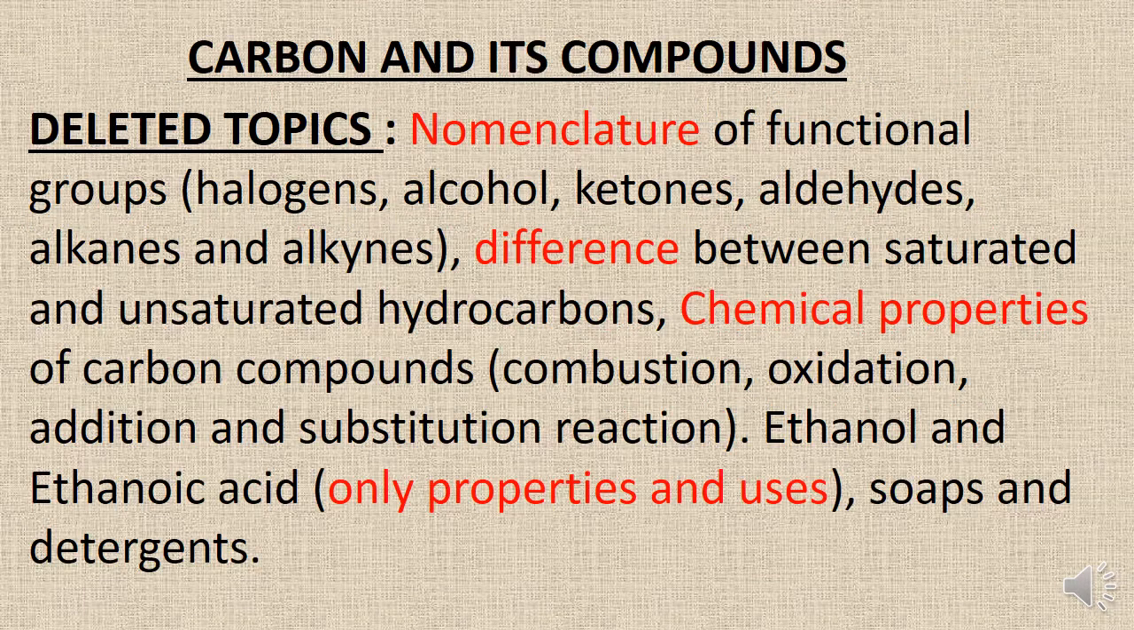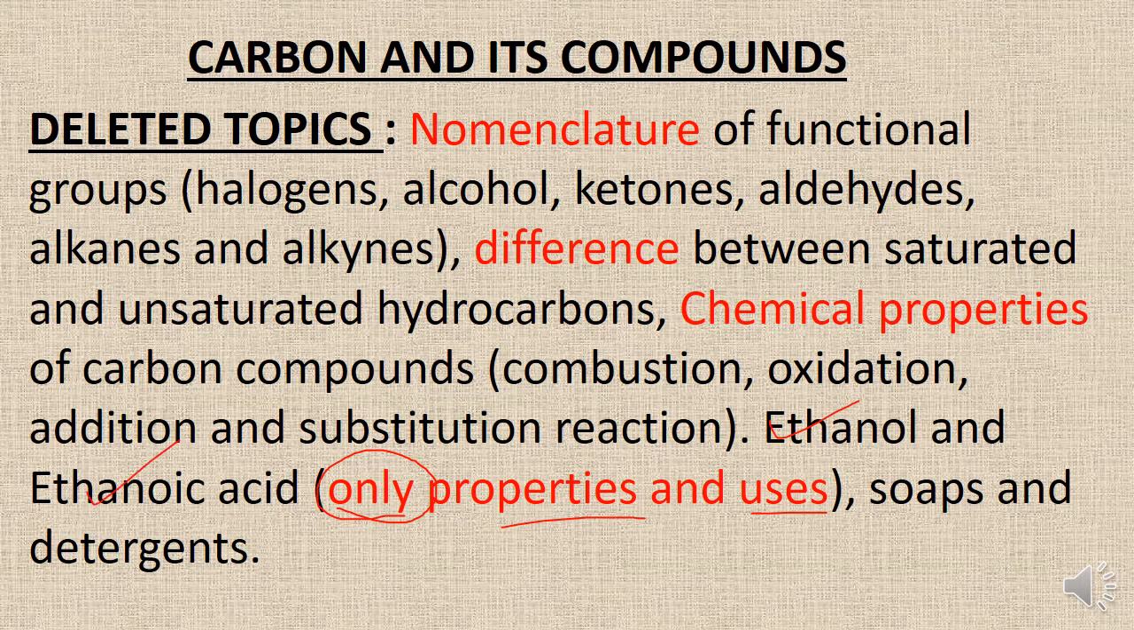In carbon and its compounds, the deleted topics are nomenclature of the functional groups, difference between the saturated and unsaturated hydrocarbon, chemical properties of carbon compounds, ethanol and ethanoic acid, only the properties and uses, soaps and detergents. The topics that you need to study are carbon, its properties like its covalency, catenation, etc., the covalent bond formation between different elements, and in ethanol and ethanoic acid, only the properties and uses are deleted. You need to study the reactions of ethanol and ethanoic acid also.